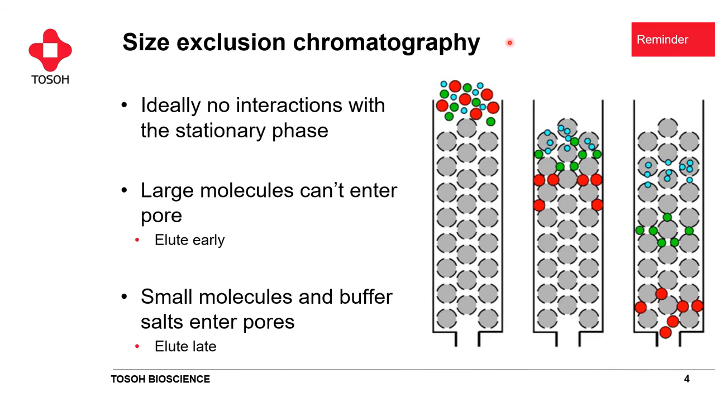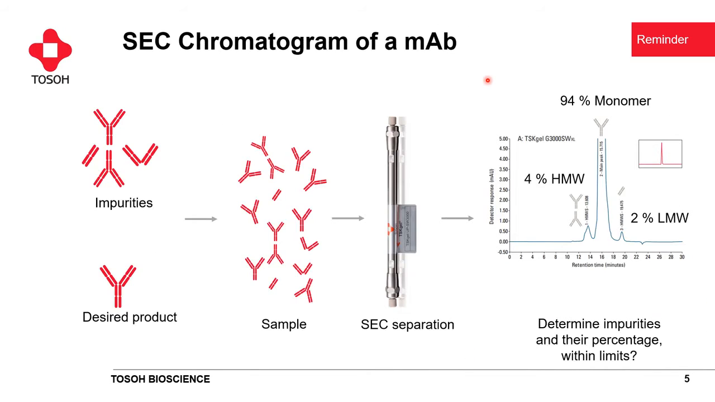Okay, how does SEC perform the separation of differently sized molecules? We have a porous stationary phase, and the pores are very important as they determine in which molecular weight range I can separate my molecules. So the smaller molecules will enter the pores and will have a long way down to the end of the column and elute late, whereas the larger molecules that cannot enter the pores will go straight through to the end of the column and therefore elute early. And this is what it looks like in a real-life example.